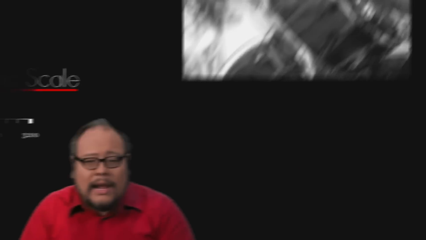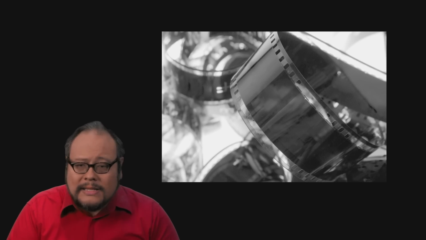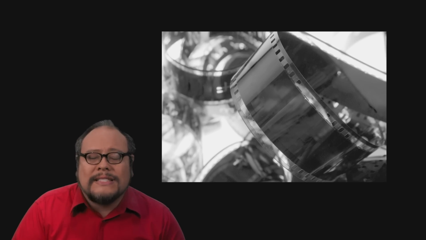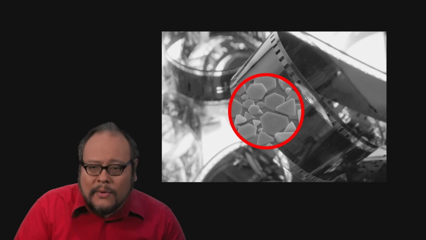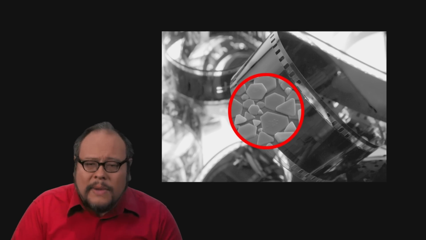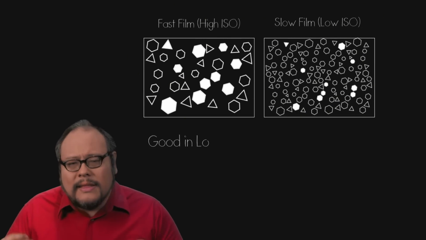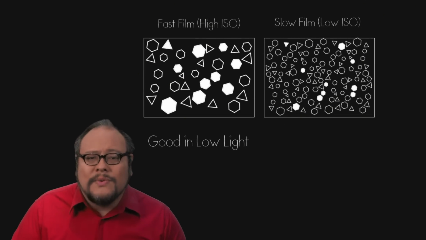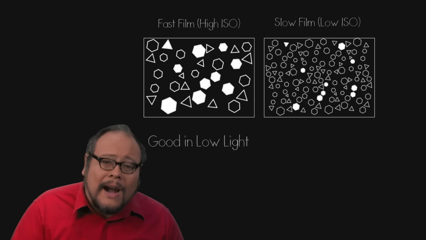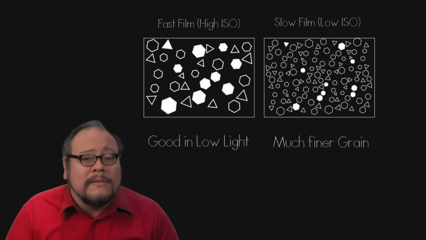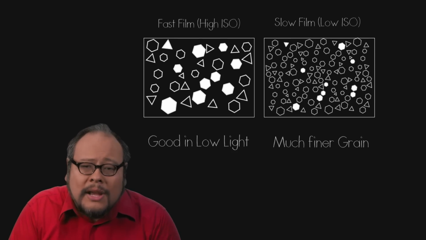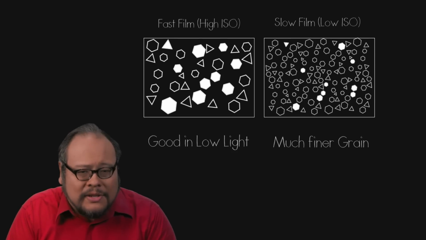In the celluloid film world, this sensitivity to light had to do with the size of the silver halide grains in the emulsion. The bigger the grains, the less light needed to make an exposure. The downside of this is the image was grainier. The finer the grain, the more light was needed to make an image, but the advantage was very clean images.